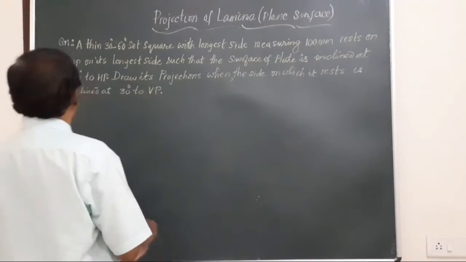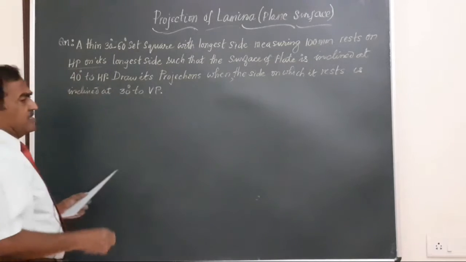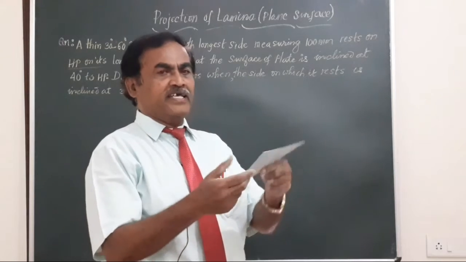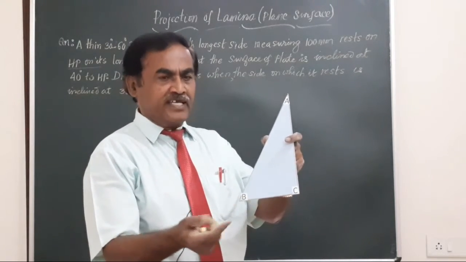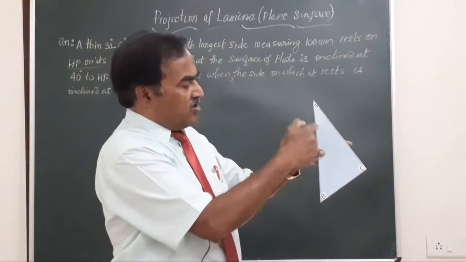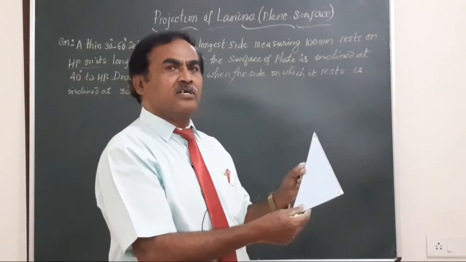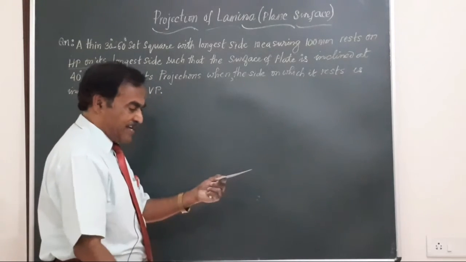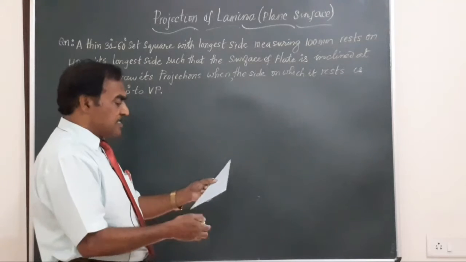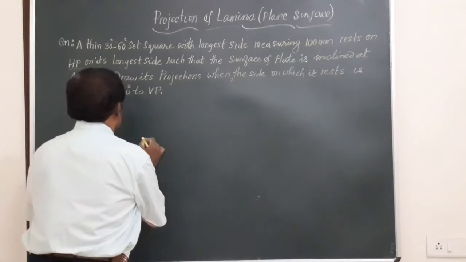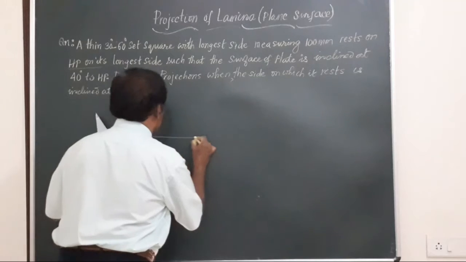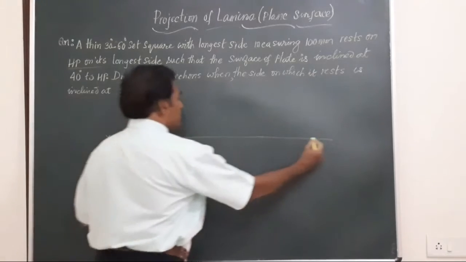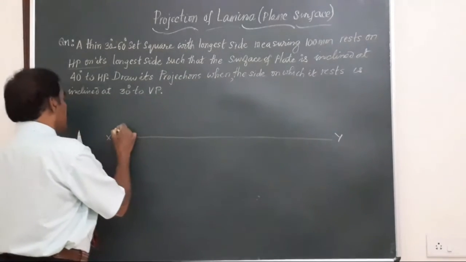Friends, we have a set square problem like this where it is resting on HP. So first of all we have to analyze the plate is resting on HP. Place this triangular plate on HP such that the longest side AB, which measures 100 mm, is perpendicular to the VP or parallel to HP. So I commence this problem by marking the XY line, the line of intersection of VP and HP.